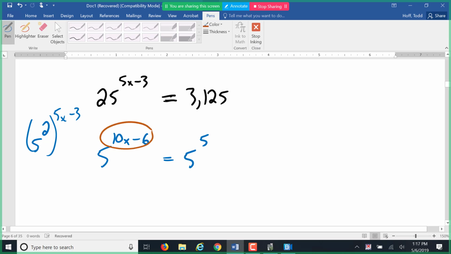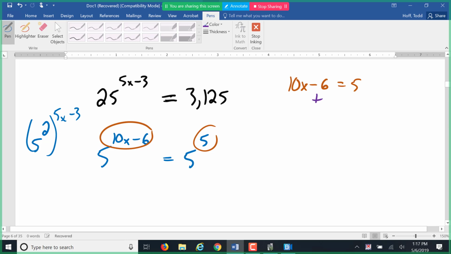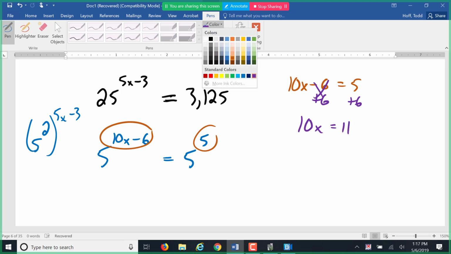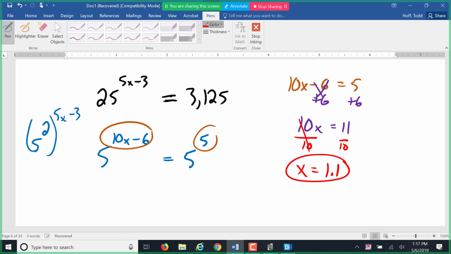So that means 10x minus 6 has to equal 5. We solve that. We'll add our 6. 10x equals 11. And we divide by 10, to get x equals 1 1/10 or 1.1, however you want to write it. Any questions there?